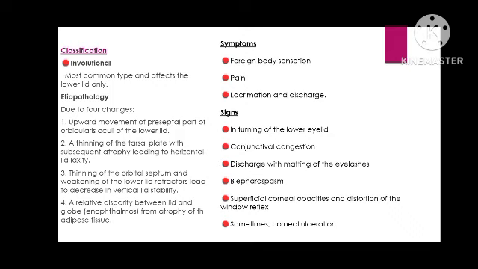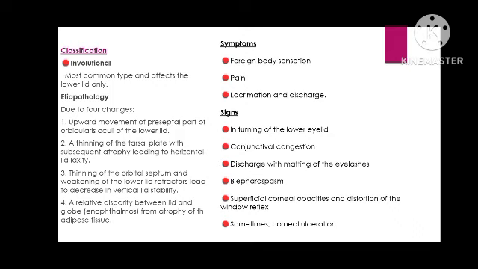Symptoms of entropion are foreign body sensation, pain, lacrimation, and discharge. Signs: the lower eyelid is turned in, conjunctival congestion, discharge with matting of eyelashes, blepharospasm, and superficial corneal opacifications and disorders of the wink reflex. Sometimes corneal ulceration may be seen.